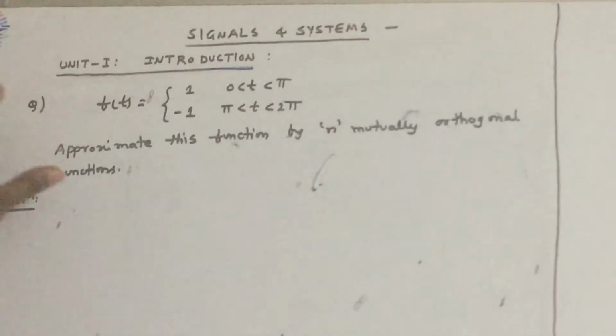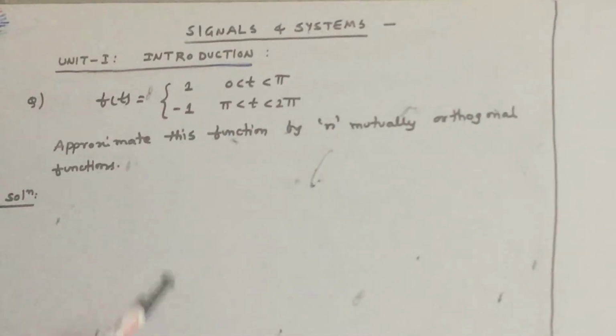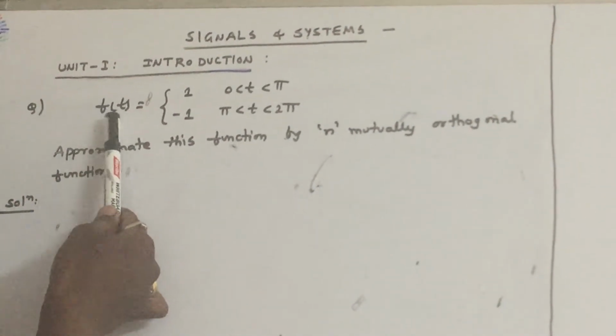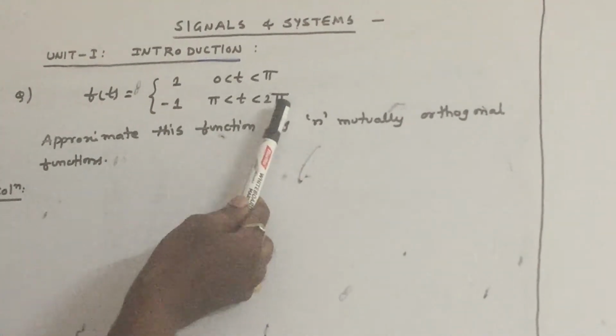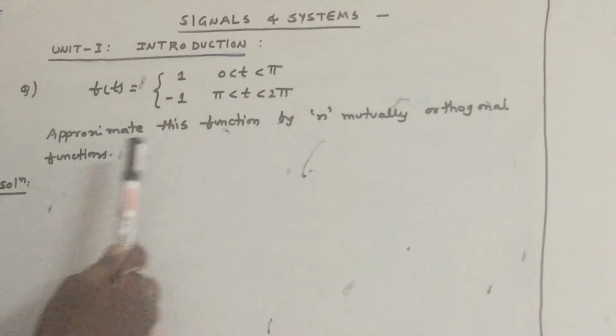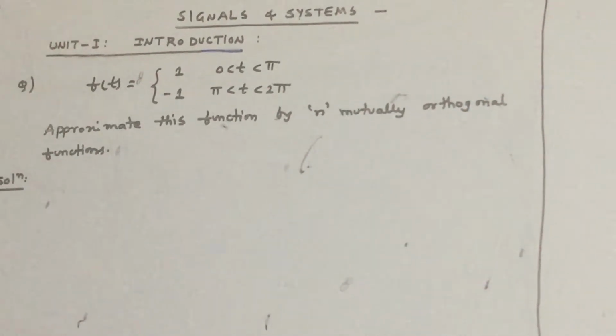Hi, in this session we will see one question on signal approximation. This is the previous examination question. It is given that f of t is equal to 1 in this interval, minus 1 in this interval. Approximate this function by n mutually orthogonal functions. Let us see how to do this.